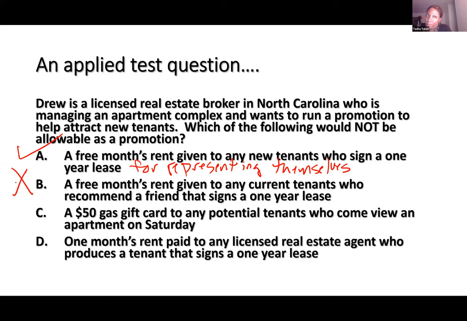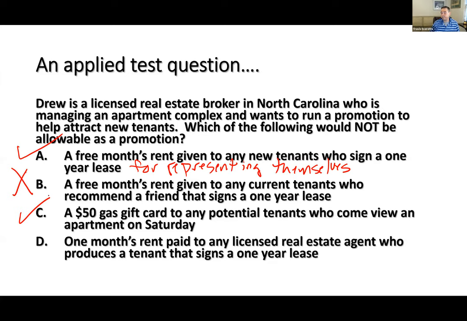Okay. Look at C: a $50 gas gift card to any potential tenants who come to view an apartment on Saturday. Could we give potential tenants a $50 gas card for bringing themselves to the property? Yes, because they're being paid for representing themselves. They're doing it for themselves.